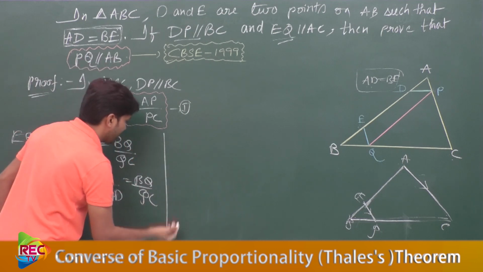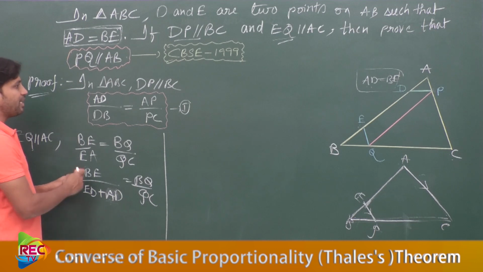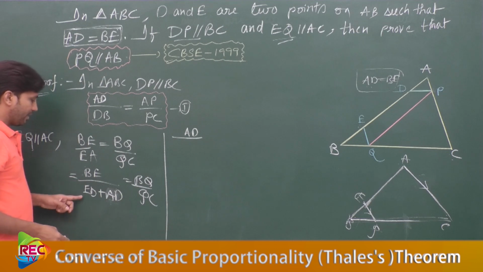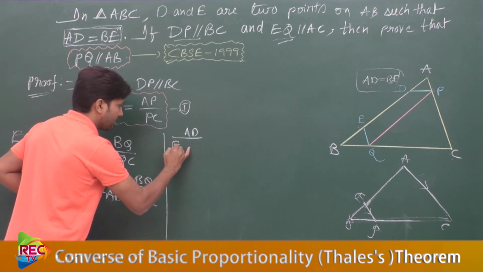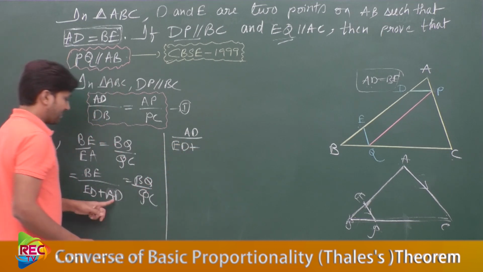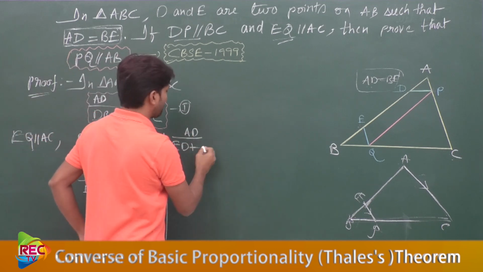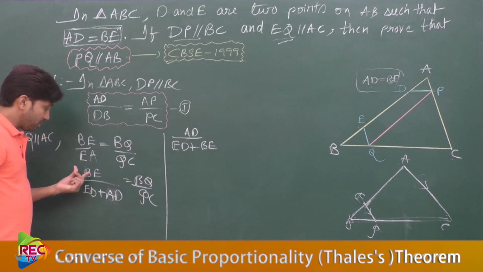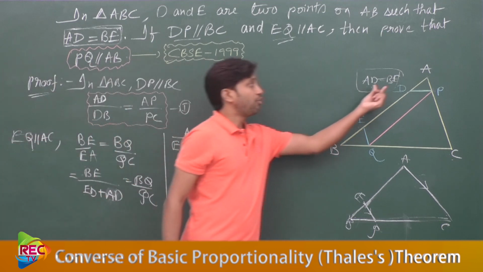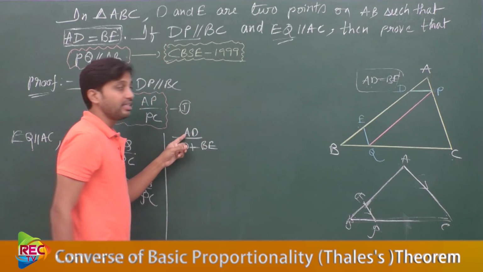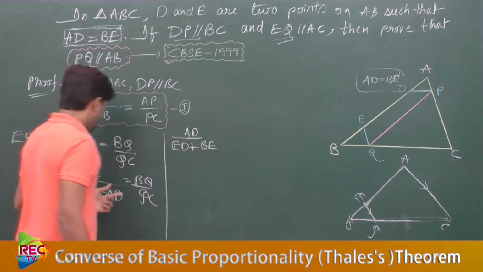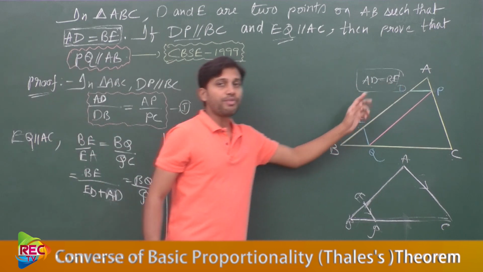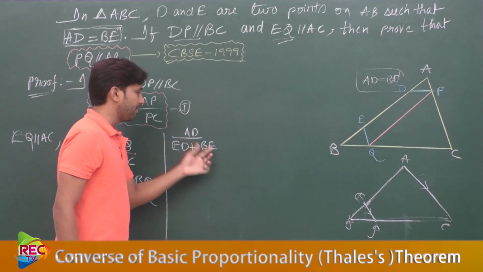Just see, I am writing here. BE can be replaced by AD. And here ED plus AD. AD can again be replaced by BE. Once again I am telling you, this BE equal to AD, that we have done in the numerator part. And now the second one, AD can be written as what? AD equal to BE, so we replaced that AD with the BE.